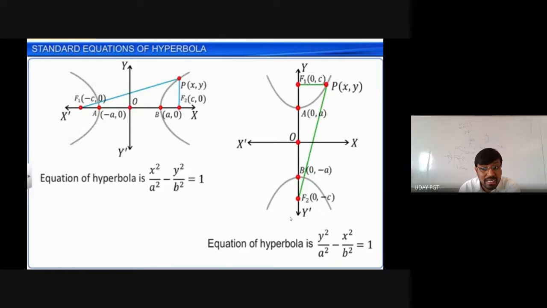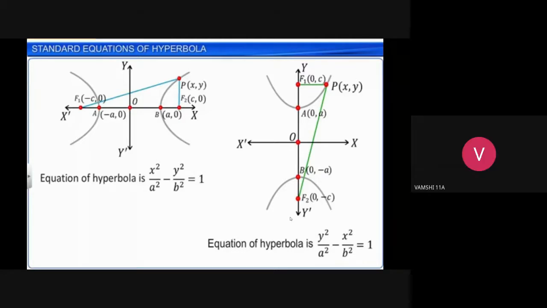Do remember that in the first case and second case, the a and b values of these two hyperbolas may differ. You shouldn't consider that a is more. You may have a more or b more. But c is greater than both a and b. Is it clear to you?